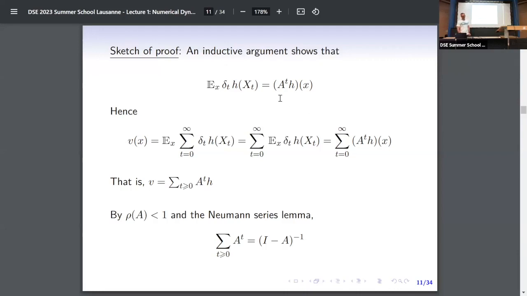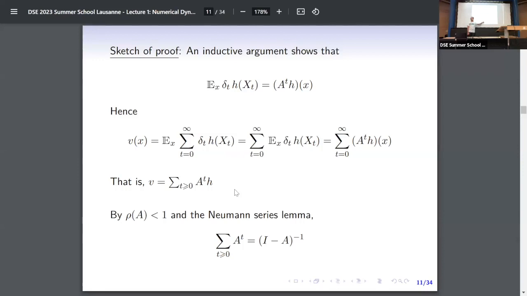And once we take that as given, then I'm going to start here, right? And I take this expectation, I pass it through the sum, which is all safe here because we're working with a finite state space. And then I apply this equality here. I get this expression, which just says that V is equal to this geometric sum. And then by one of the most valuable results in all of applied mathematics, the Neumann series lemma, sometimes called the geometric series lemma, I know that if the spectral radius of this guy is less than 1, then this geometric series is going to be equal to this guy here.